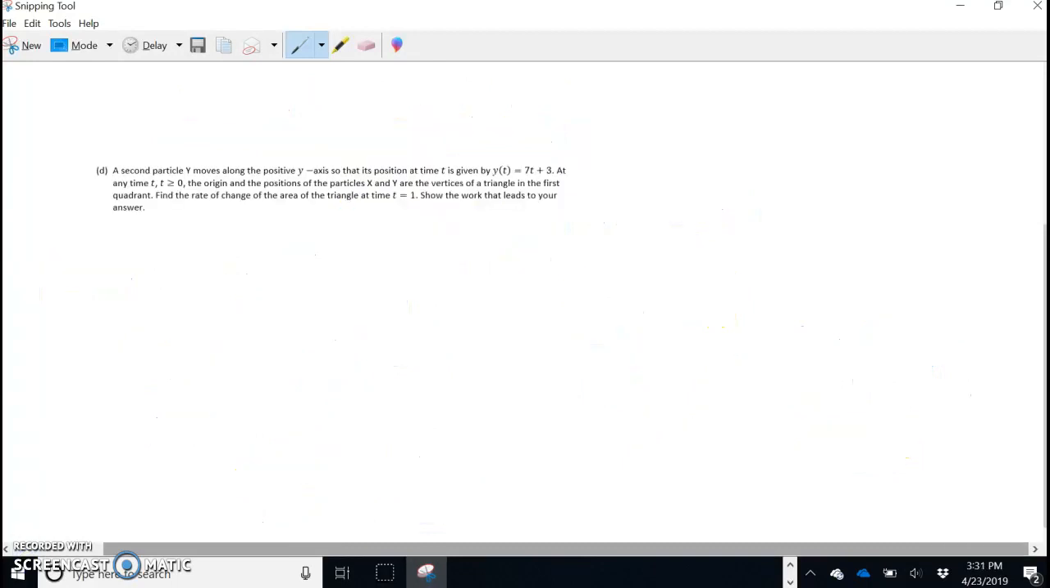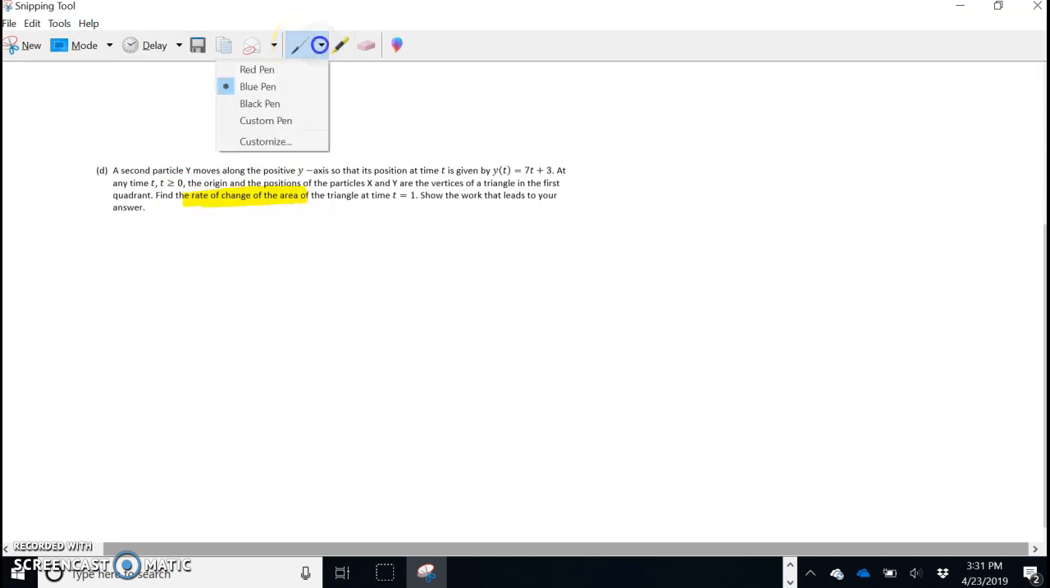All right, this last part is where things really get interesting. A second particle y moves along the positive y-axis, so its position is given by this new function, 7t plus 3. At any time t, the origin and the positions of x and y are the vertices of a triangle in quadrant 1. Find the rate of change, that seems important, of the area of that triangle at t equals 1 and show your work.